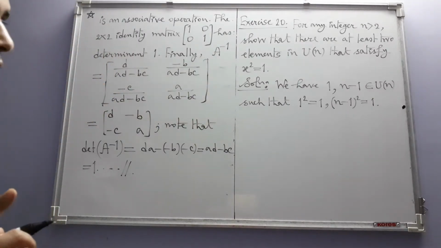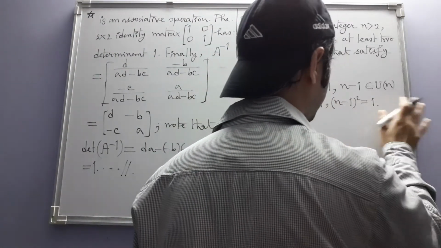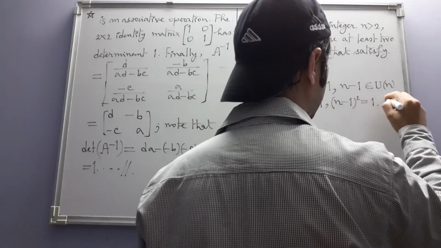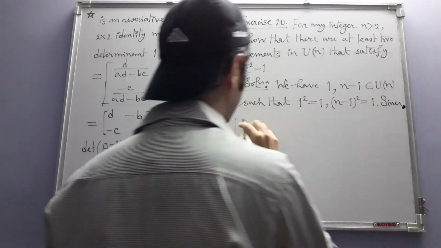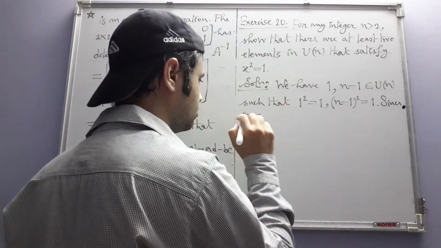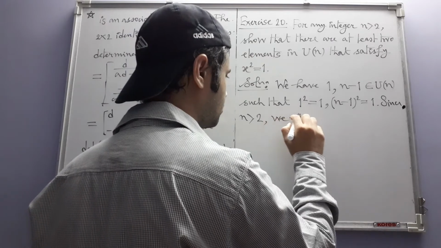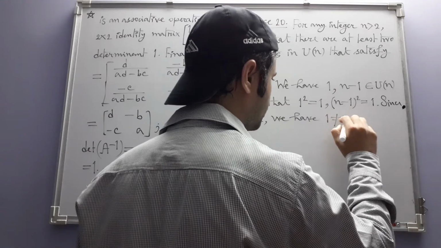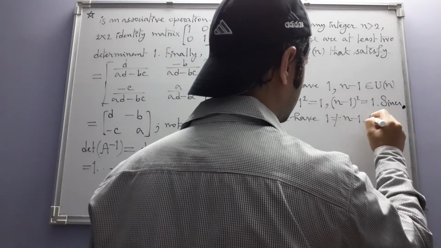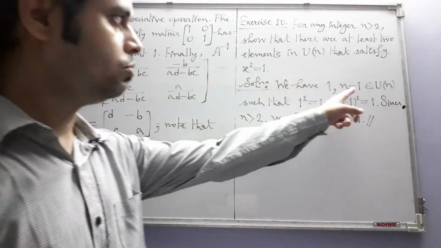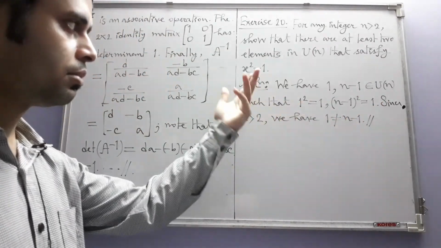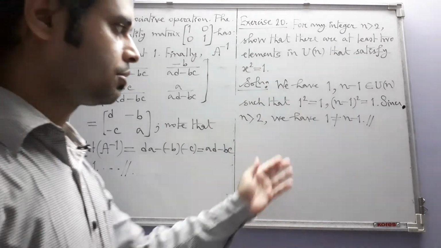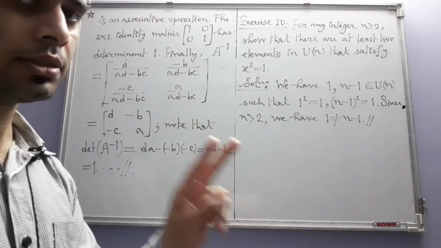Okay, there are several things here. But before that, let me just complete the solution, then I will say some things. Since n is greater than 2, we have 1 not equal to n minus 1. So these are 2 elements in Un. The squares of both of them are equal to 1. So we have found at least 2 such elements in Un.